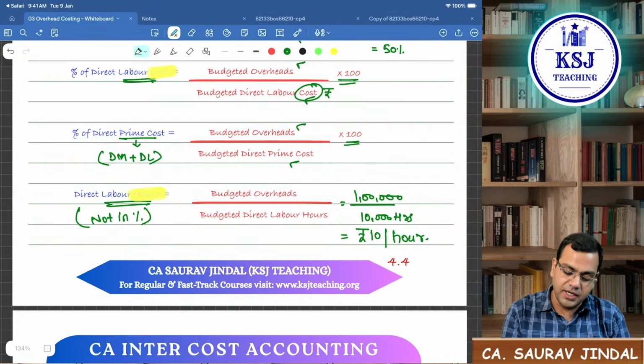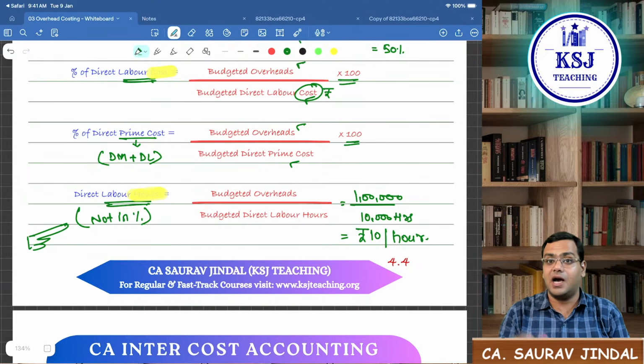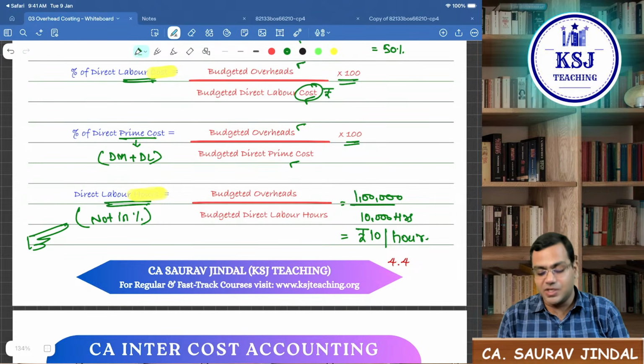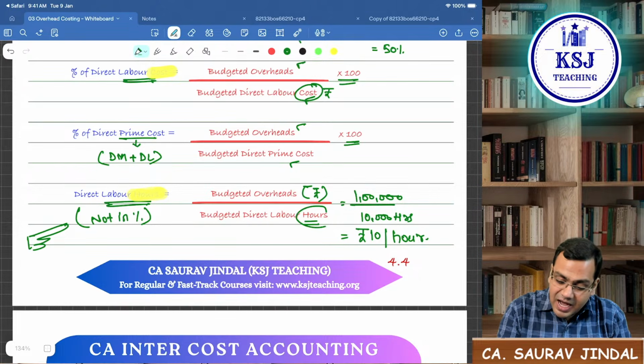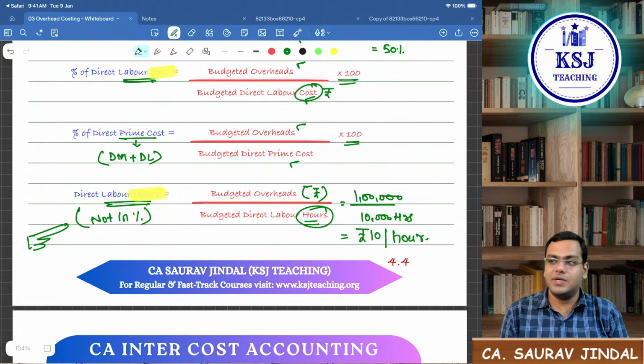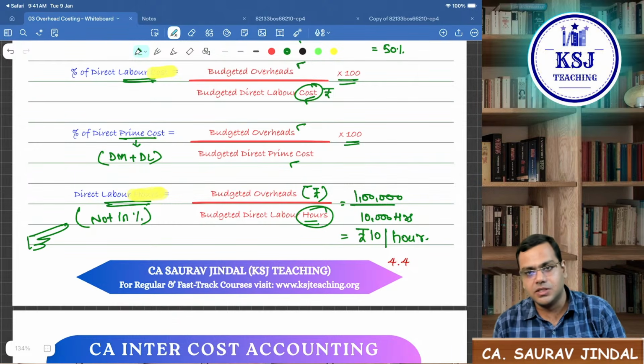Not in percentage. Sometimes the student applies the percentage in the labor hours also. How can you apply the percentage? Because there are overheads which are in rupee terms, and this is in labor hours terms, not rupee terms. Percentage you can calculate if the numerator and denominator both are in rupee terms. So please be very careful with the small things.